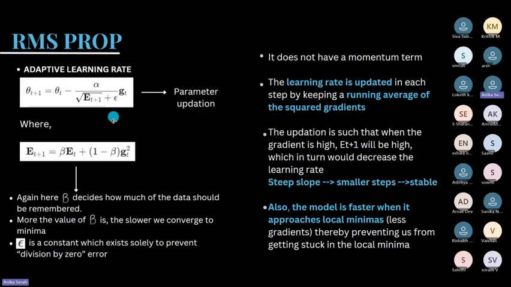So what happens is when your squared gradients are really high, so if you're going through a really steep slope, the gradients are going to continue to be high and this exponential moving average will be high. So the learning rate will be smaller.